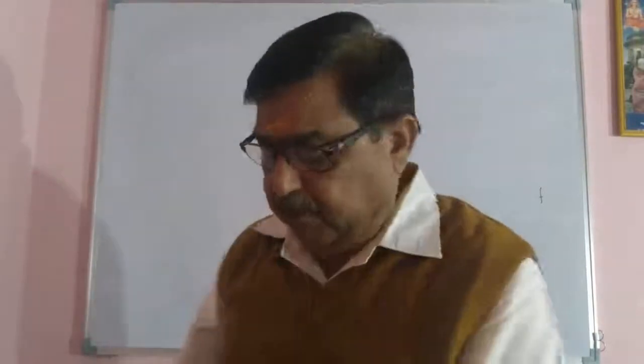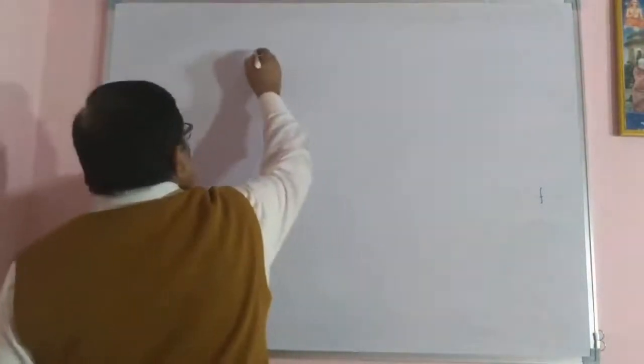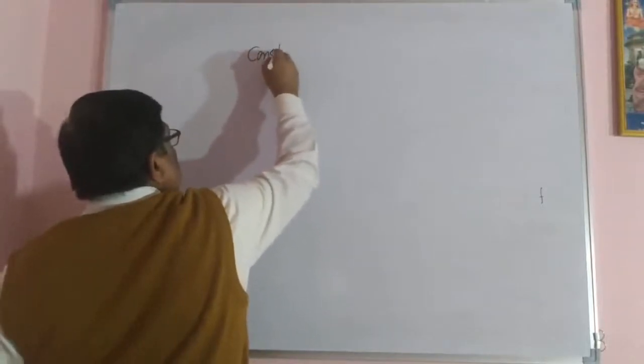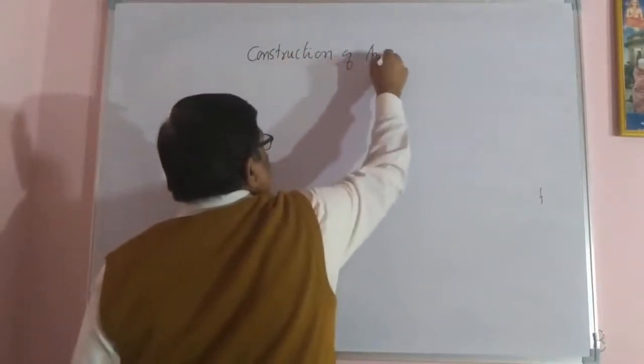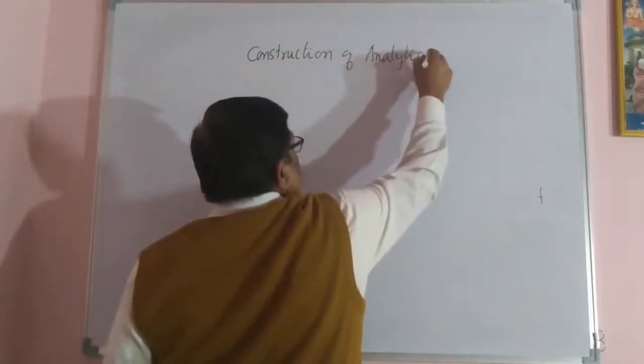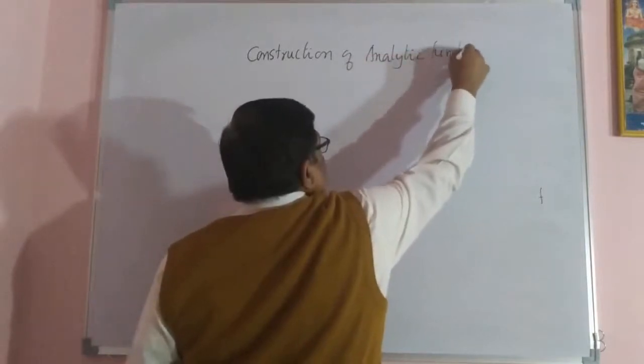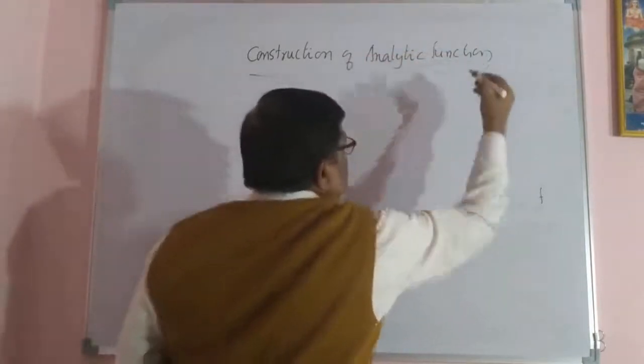Yes, my dear students, let me continue the complex analysis, paper 3. Today I am giving the construction of analytic function: how to construct the analytic function with the help of the given part, given data. This is the main object today.